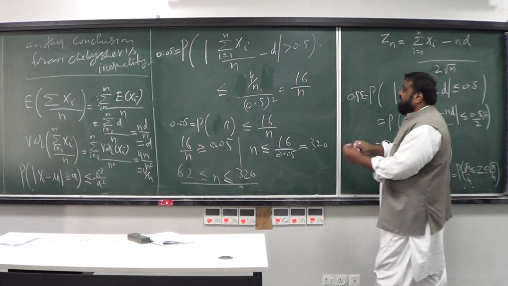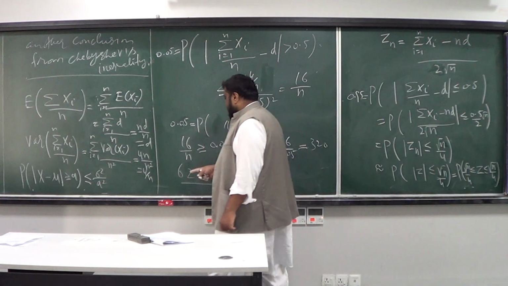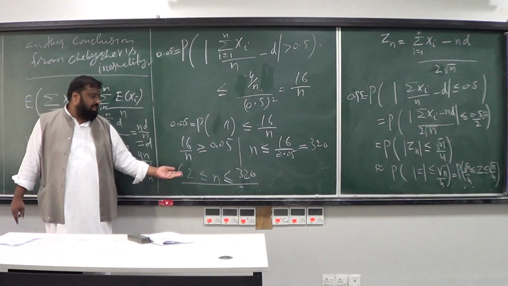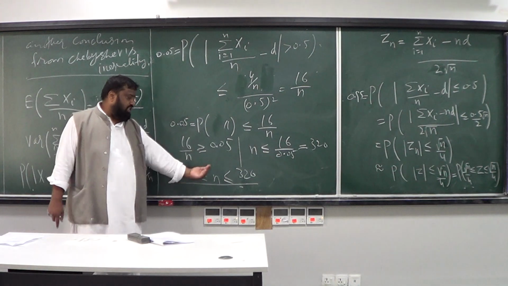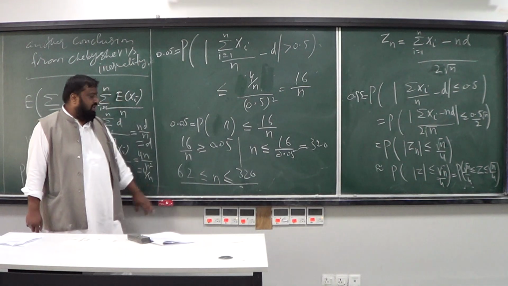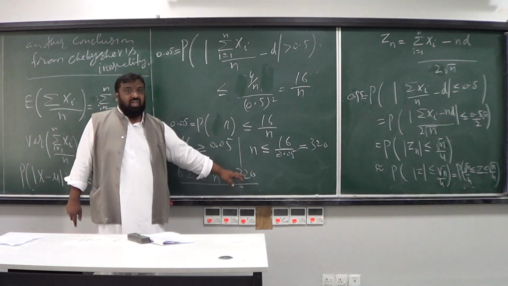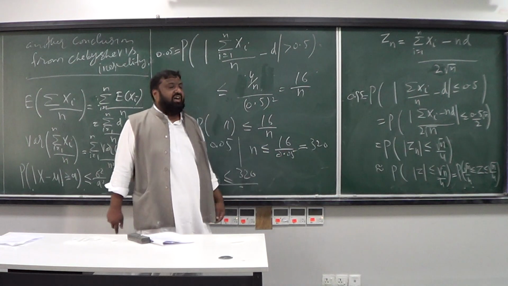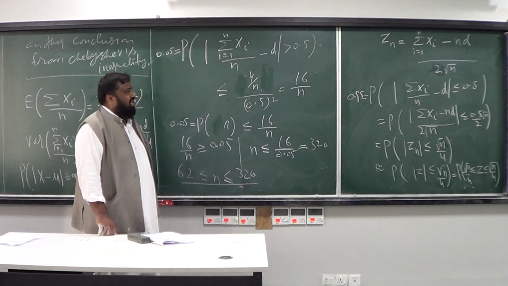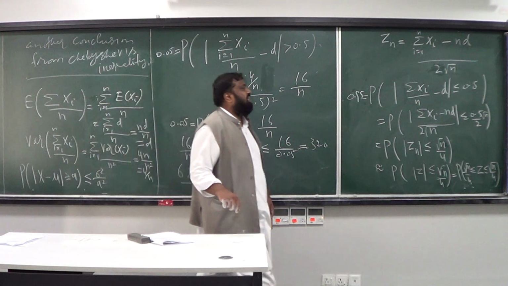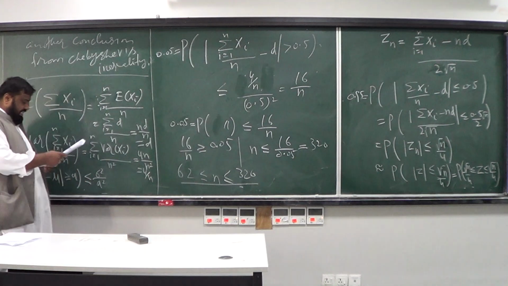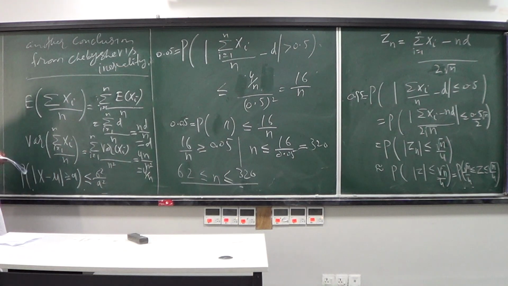So you got a bound on the number of observations that should be made, between 62 and 320. The larger n is, the more chances there are that the difference will be not more than 0.5 light years. I hope this result helped you a little bit.